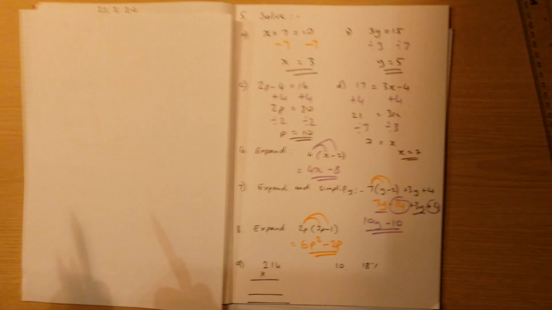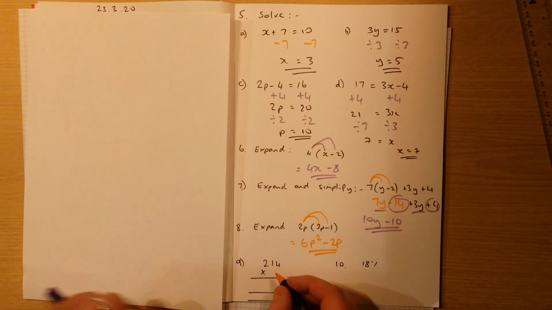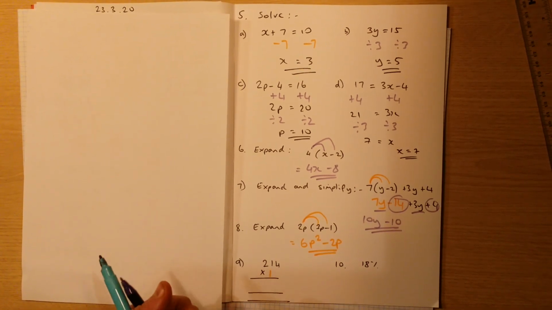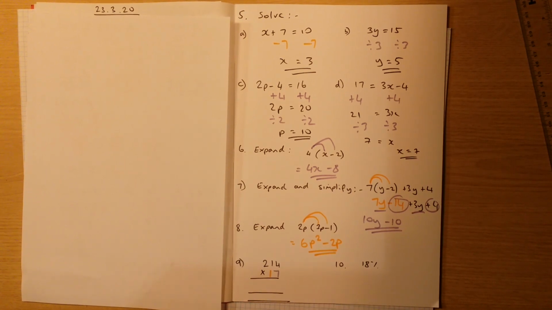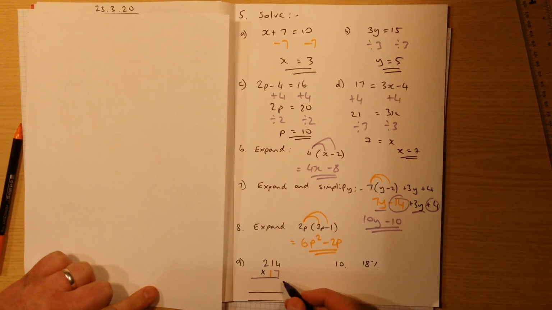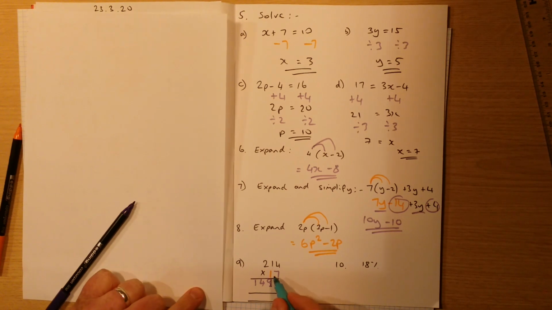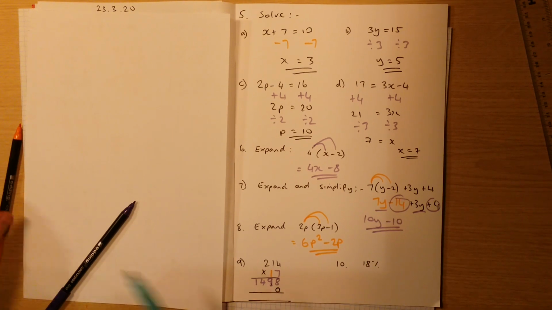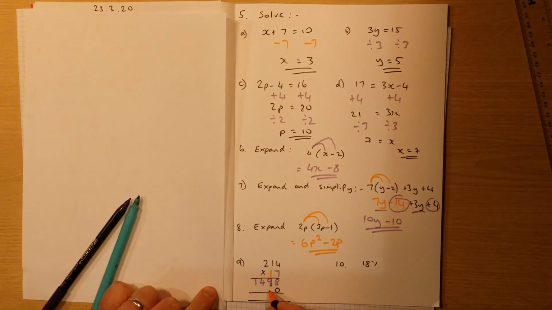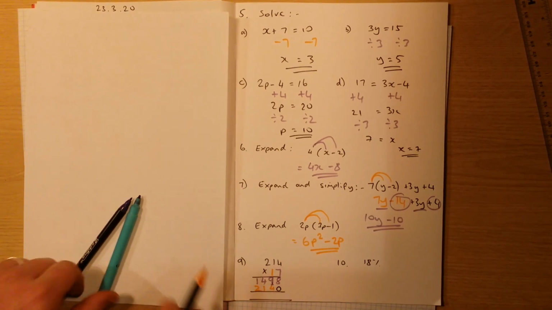Question number 9, we are multiplying by 17, so 214 by 17. I'm using 2 different colours here just to remind you where things go. So 7 times 4 gives me 28, I carry the 2. 7 times 1 gives me 7, plus 2 gives me 9. And 7 times 2 gives me 14. Now it's really important that you remember to put in this 0 here, because I'm not multiplying by 1, I'm multiplying by 10. So 1 times 4 is 4, 1 times 1 is 1, and 1 times 2 is 2.